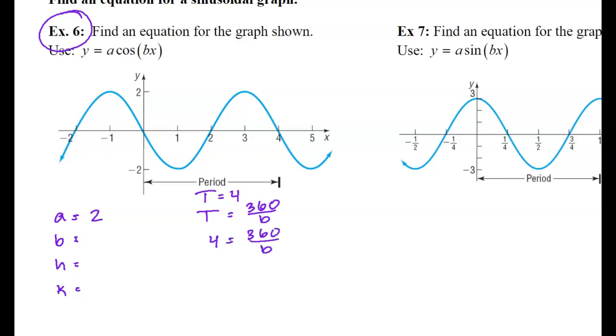and solve for B. So what I'm going to do is I'm going to multiply both sides by B to get the B out of the denominator. And then what I'll do is I'll divide by 4 to get this 4 off of the B. So this is actually 360 divided by 4, which is 90. So our B value here is 90.